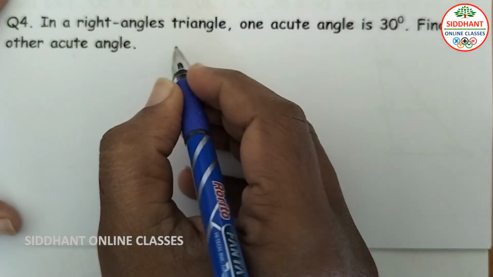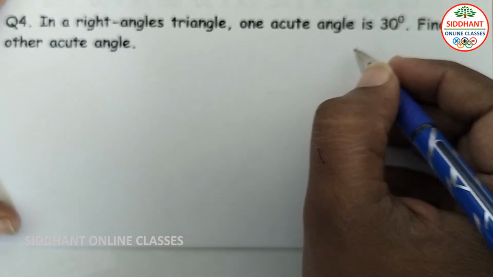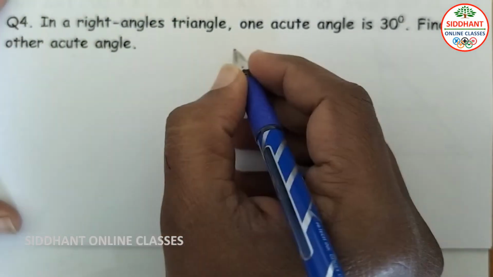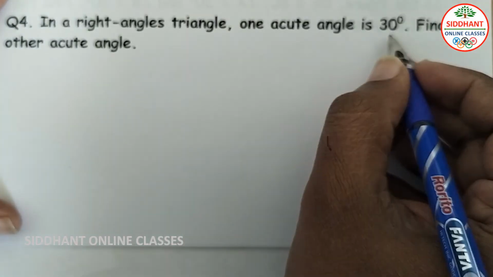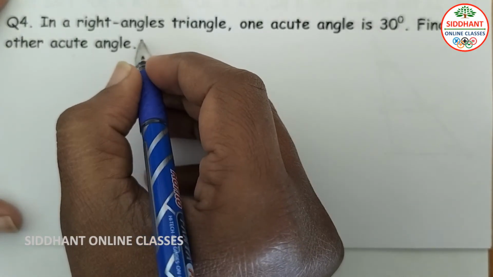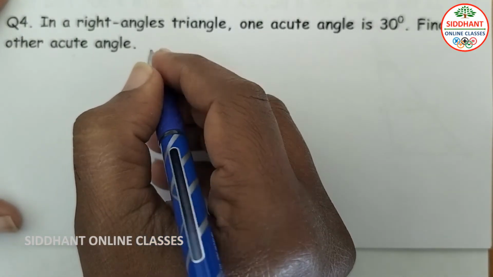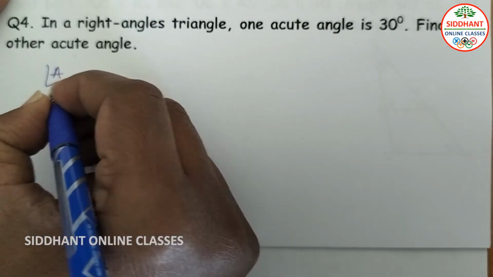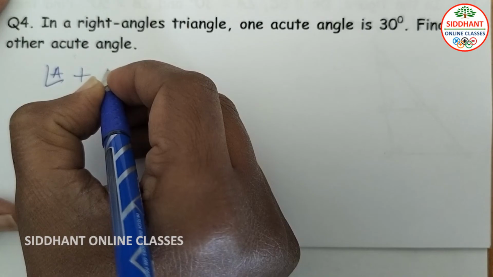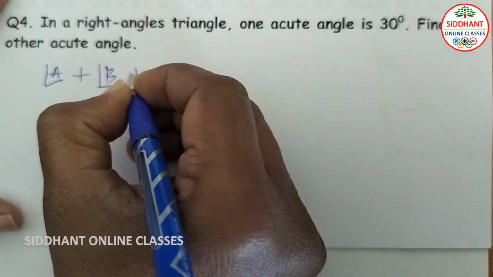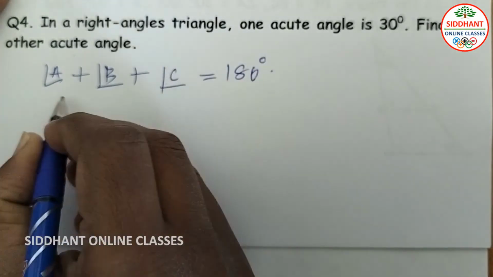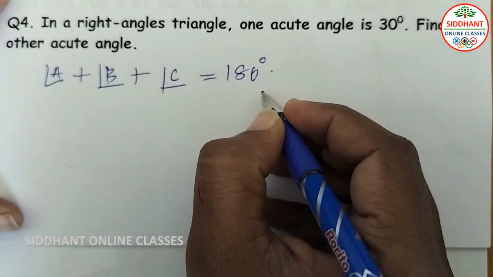Question number 4. In a right angle triangle, one acute angle is 30 degrees. Find the other acute angle. So in the question, two angles have been given. One angle is 30 degrees and the triangle is a right angle triangle. That means one angle will be 90 degrees here. So angle A plus angle B plus angle C is 180 degrees here. The sum of angles in a triangle is 180 degrees.